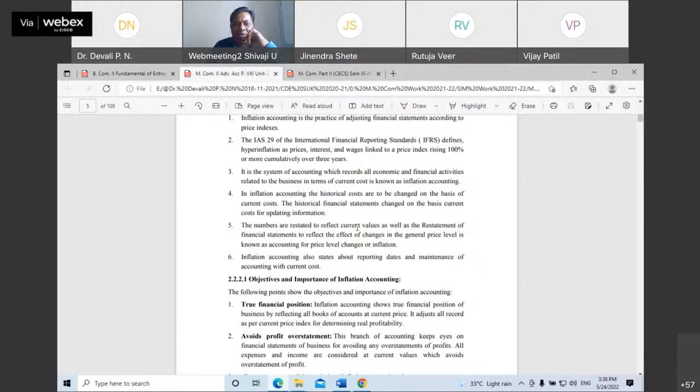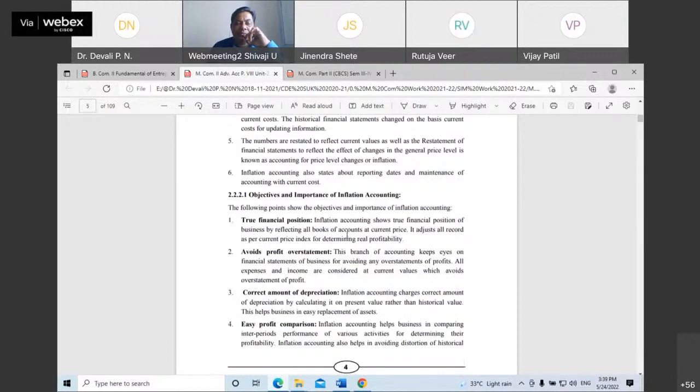Another way of defining inflation accounting is that it is nothing but historical costs which are changed on the basis of the current cost. It means that you have to update the cost, so the historical cost is changed to the current cost. That means the updation of this particular cost.